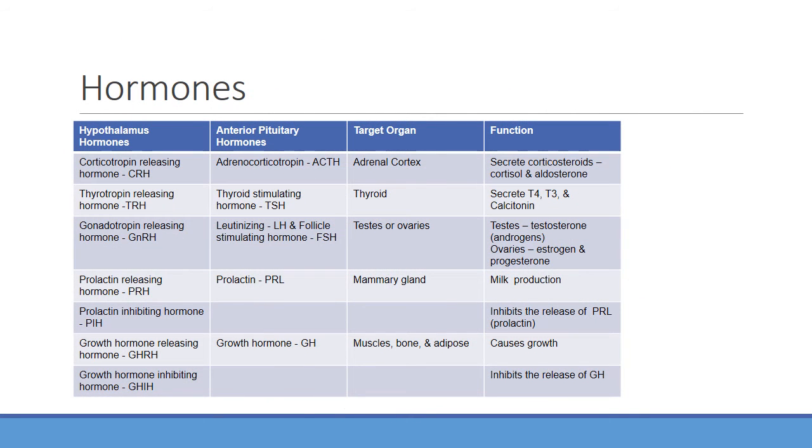That's okay. This is another good table, just listing out what the hypothalamus hormones are going to be, what the anterior pituitary hormones are, and our target organ, and then finally what the function is going to be. So you can refer back to this as a cheat sheet for the different organs we're going to be talking about specifically.